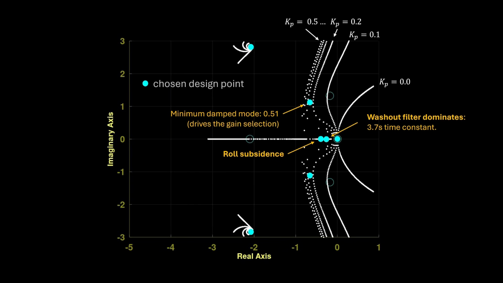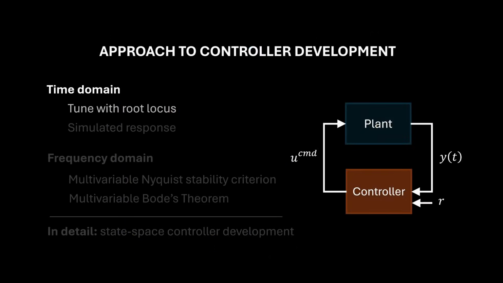The chosen design point is a compromise between roll mode and washout filter time constant and the minimum closed-loop damping, which was achieved in that spiral integrator pair of 0.51. This corresponds to the gains 0.45 and 0.25. This concludes the root locus analysis. Let's now move on to simulation of this tuned control system.